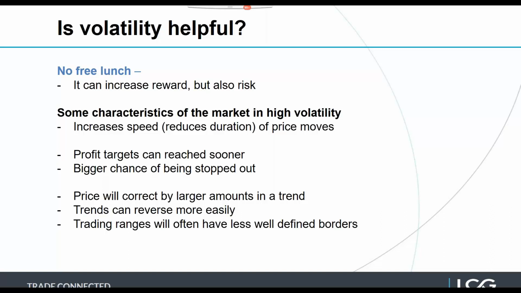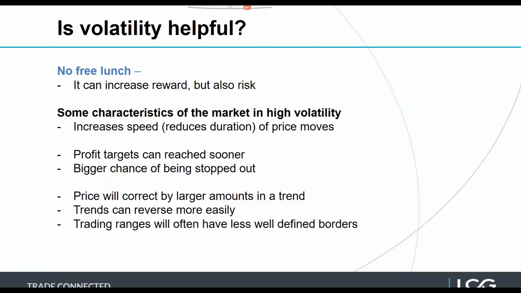What you can also see is that price will correct by larger amounts in a trend. Particularly, the classic is the dead cat bounce in a bear market. You see prices collapse to the downside, but then they suddenly skyrocket back and retake maybe two thirds of the drop before then continuing down again. That's just characteristic of a volatile market, rather than the kind of steady uptrend in stocks that we saw in 2017.